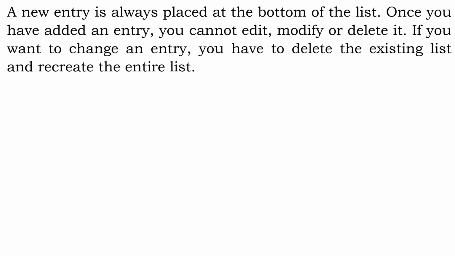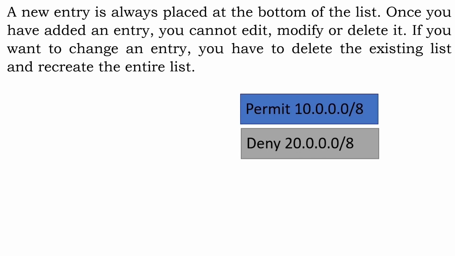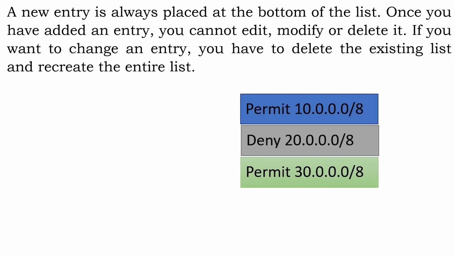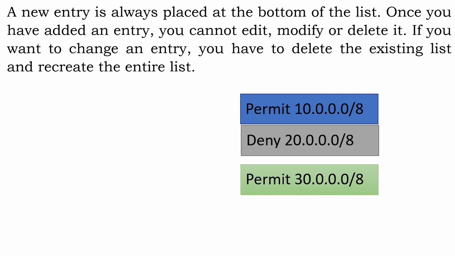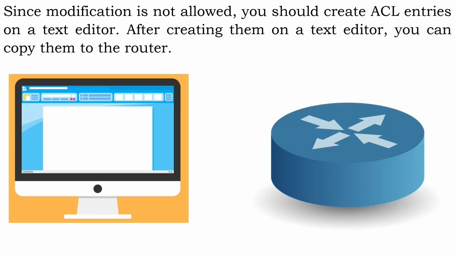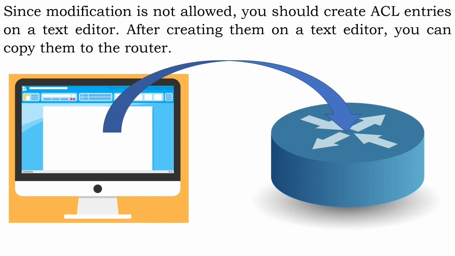A new entry is always placed at the bottom of the list. Once you have added an entry, you cannot edit, modify or delete it. If you want to change an entry, you have to delete the existing list and recreate the entire list. Since modification is not allowed, you should create ACL entries on a text editor. After creating them on a text editor, you can copy them to the router.